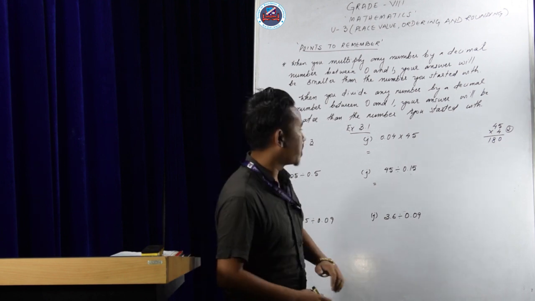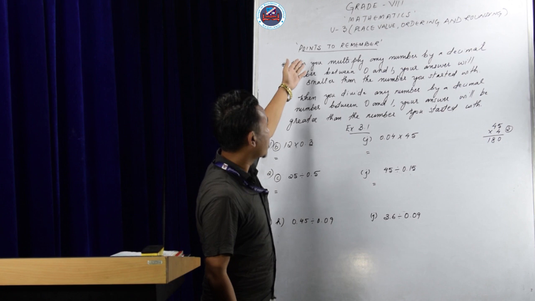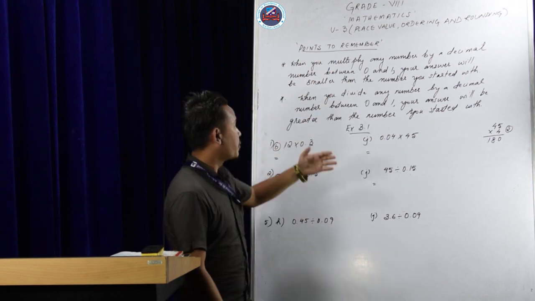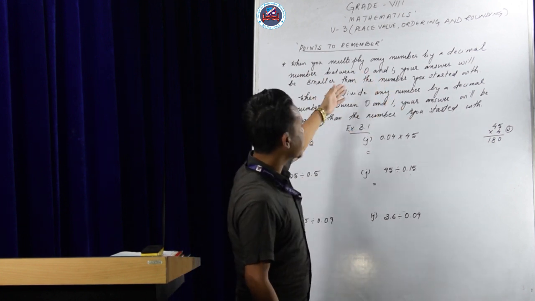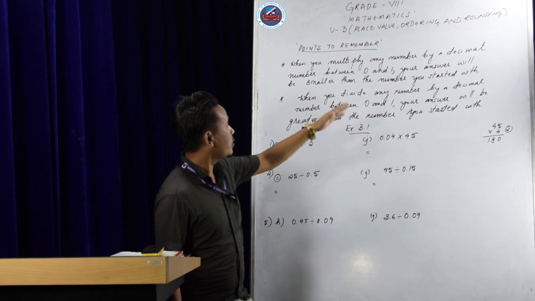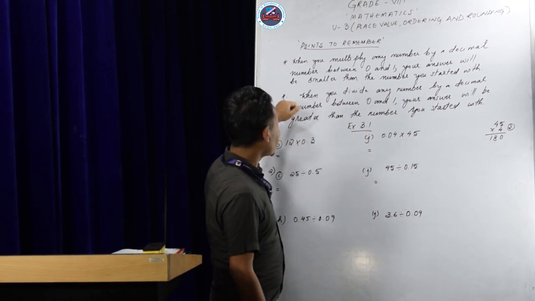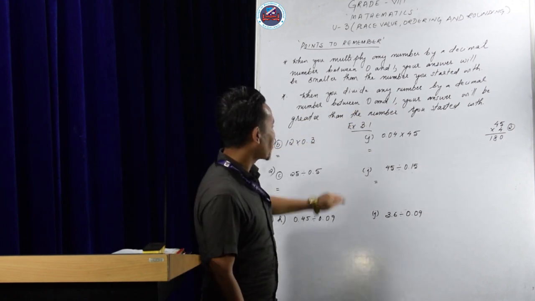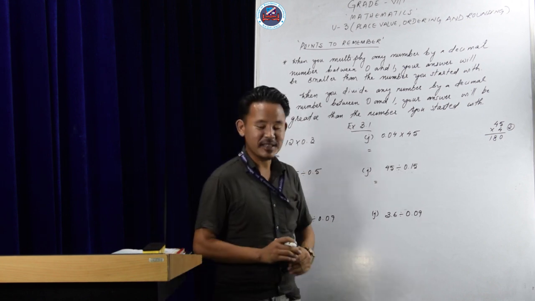So before we hit the exercises, here I have written 2 points, points to remember. Let me just read it through. When you multiply any number by a decimal number between 0 and 1, your answer will be smaller than the number you started with. And the next point, when you divide any number by a decimal number between 0 and 1, your answer will be greater than the number you started with.